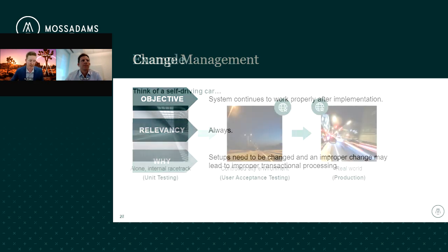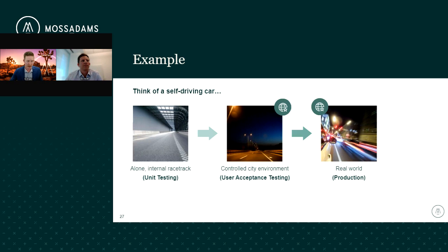A good example of this is the process of implementing a new patch. It's kind of like thinking about a self-driving car, right? There's unit testing, which happens on a coding basis, to make sure the code that you're now patching into the system is working effectively and is accurate.